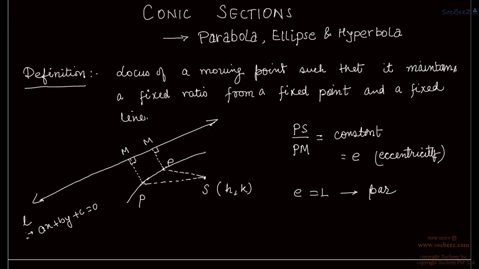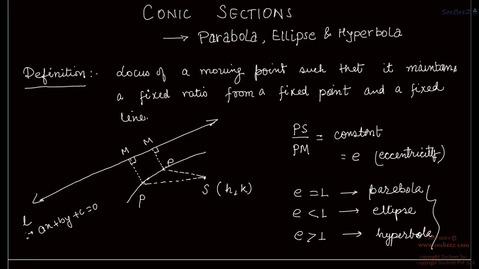Okay, so if e is equal to 1, we call the locus a parabola. That means if the distance from a line and a point are always equal, then that locus is a parabola. If e is less than 1, we call it an ellipse. And if e is greater than 1, we call it a hyperbola. Okay. So these are the parts of conic section.